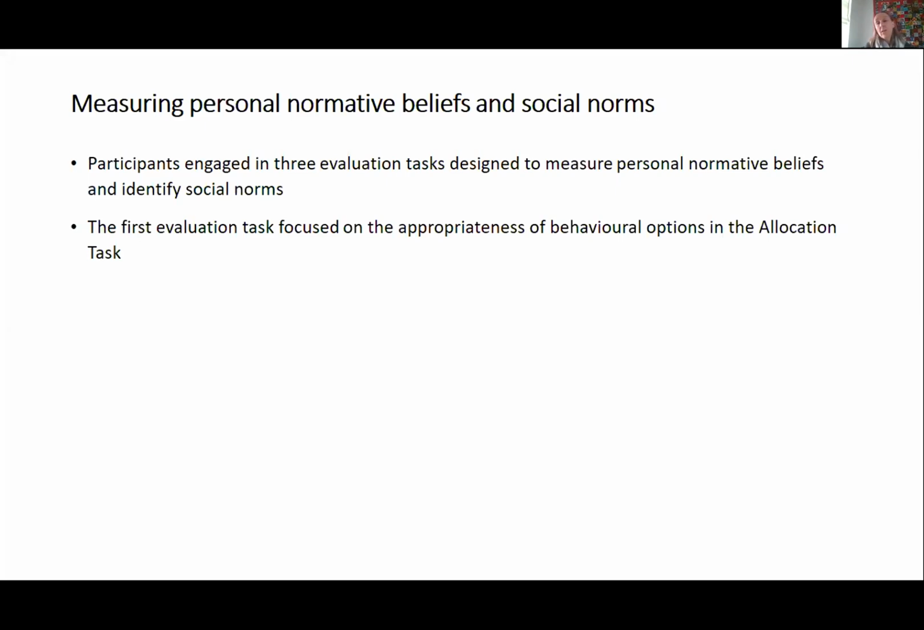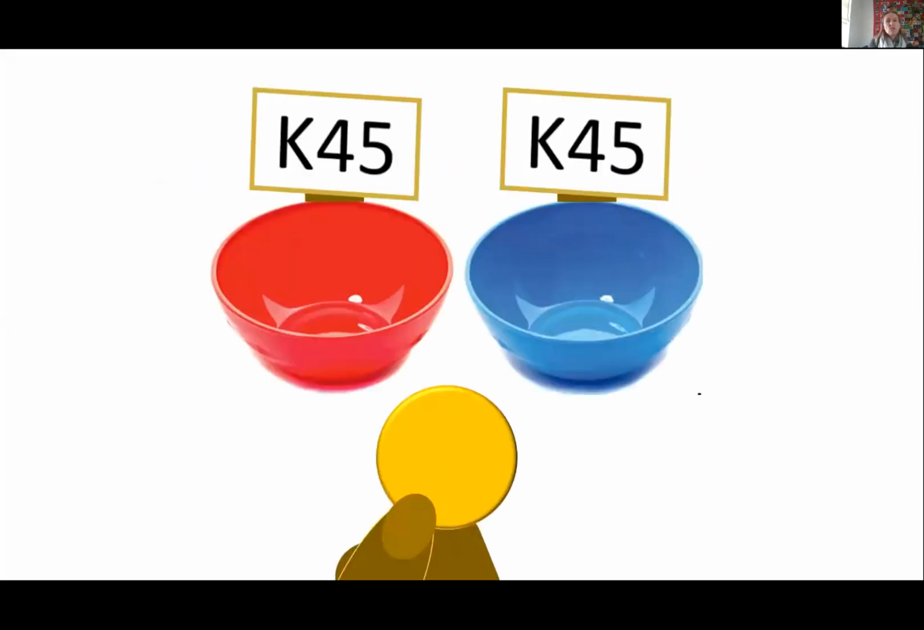I'm only going to talk about the first of these 3 tasks today, and this first task focused on the appropriateness of the various behavioral options that the spouses had in the allocation task, the task I've just described to you. So the decision-making spouses were reminded of their first decision. Do you want 45 kwacha for yourself or 45 kwacha for your spouse? And the passive spouses were introduced to this decision.